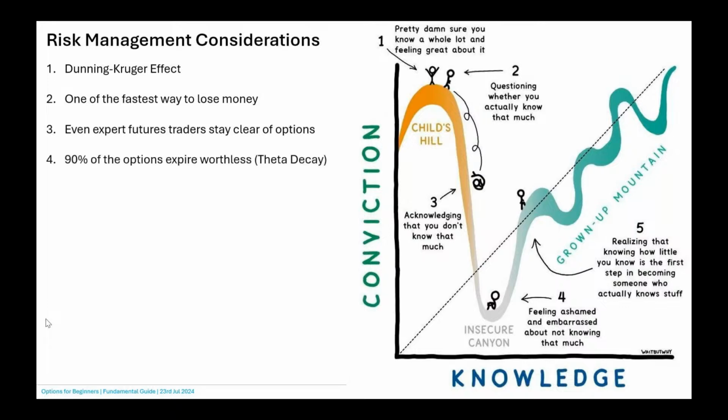90% of the options expire worthless. So this is the theta decay that I was talking about, right? So if you know how to sell options and be in that 90% domain, then you'll be successful, right? So think of Warren Buffett. He runs an insurance company. The bulk of his Berkshire Hathaway business is an insurance company.